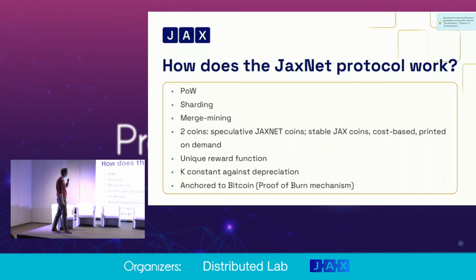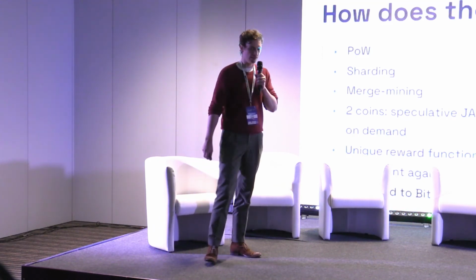And we have two coins. One is a more asset-based coin, which is JAXNet. This coin is more speculative because it has a coin-based reward that is similar to Bitcoin. And we have JAX coins, which are printed based on their cost, because the reward function is very unique here. The reward function is proportional to the hash rate. That means that your printing follows your marginal cost, and marginal cost is your electricity, which is quite constant over time. So the value of the coin is pegged to the monthly electricity cost.